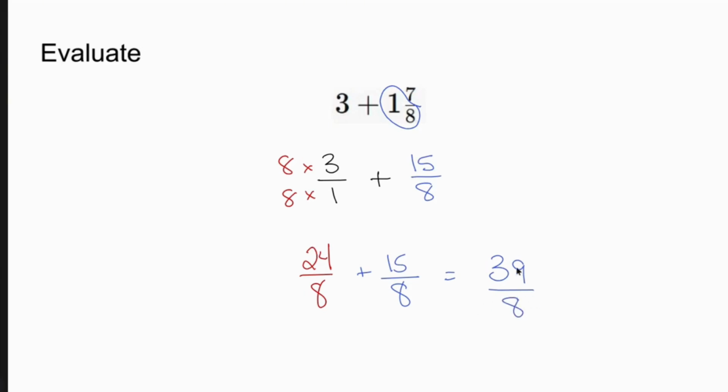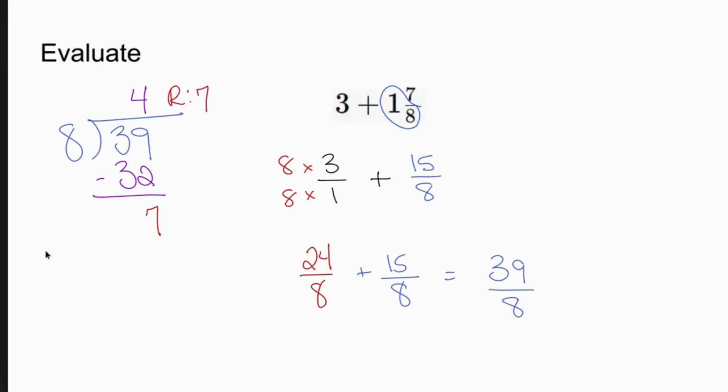Now, how do I turn that back into a mixed number? Well, do long division and find out how many times 8 goes into 39. Well, 8 goes into 39 4 times. 4 times 8 is 32. Now we subtract. 39 minus 32 is 7. With no more numbers to drop down, 7 becomes our remainder.